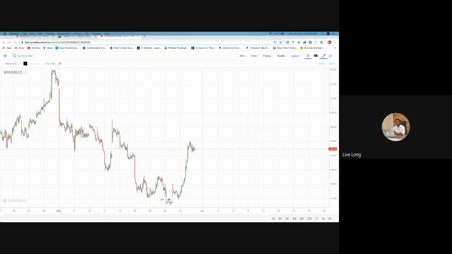So that is the relation between options and stocks. Based on the price of the underlying, that is the Bank Nifty or Nifty, the index, the price of options will change. So a lot of things are there.